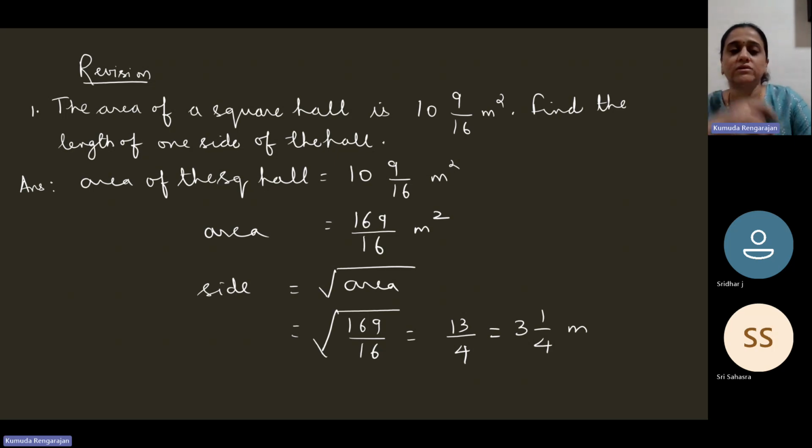So when area of a square hole is given, how do you find the side? Side is equal to square root of area. Okay, so the area given is a mixed fraction. So you will have to convert that to an improper fraction. So then square root of 169 by 16, the square root of the numerator 169 is 13. And the square root of the denominator 16 is 4. So 13 by 4. And convert that to a mixed fraction, which is 3 1 by 4 meters.